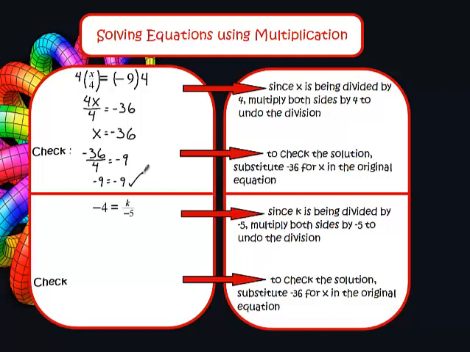Looking at the next equation, negative 4 equals k divided by negative 5. Since I'm dividing by a negative 5, to undo the division, I have to use multiplication. I'm going to multiply both sides by that negative 5. I'm going to put 2 sets of parentheses this time. And negative 4 times a negative 5.